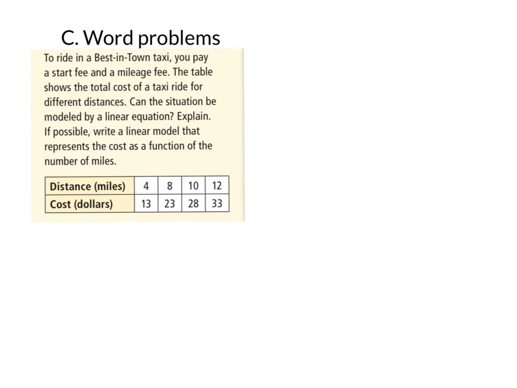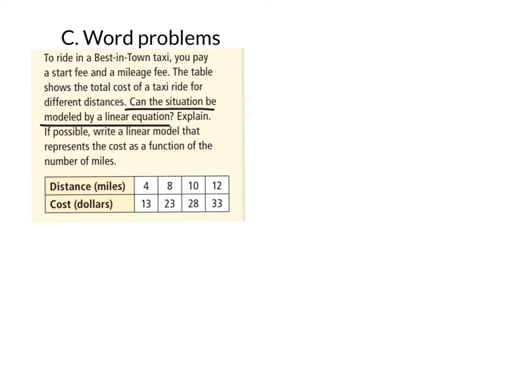Lastly, we want to look at a word problem. To ride a best-in-town taxi, you pay a start fee and a mileage fee. The table shows the total cost of a taxi ride for different distances. Can the situation be modeled by a linear equation? Explain, and if possible, write a linear model that represents the cost as a function of the number of miles. Oh, that's a lot. So the first question is, can the situation be modeled by a linear equation?